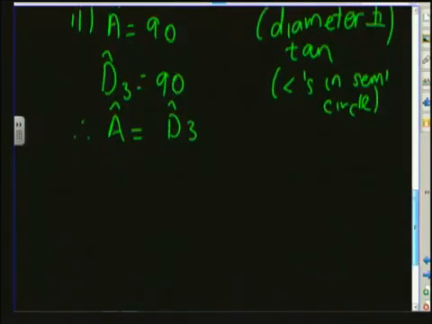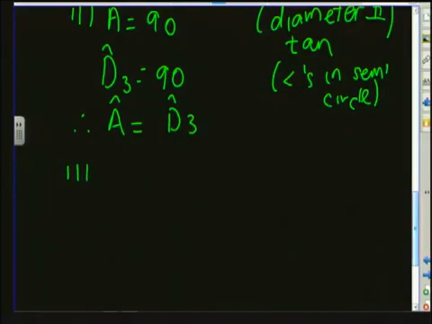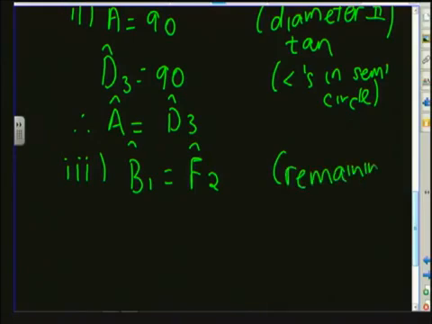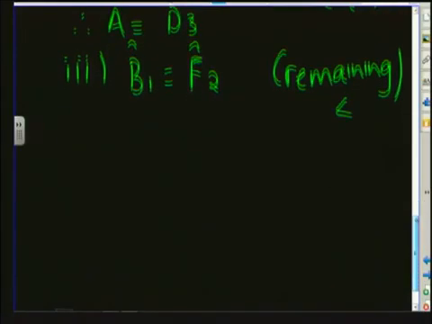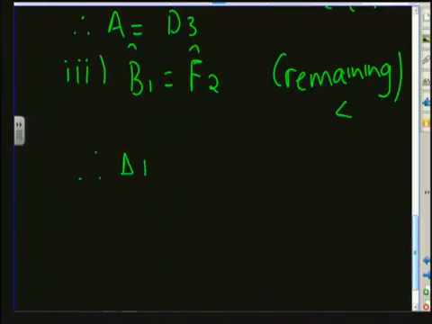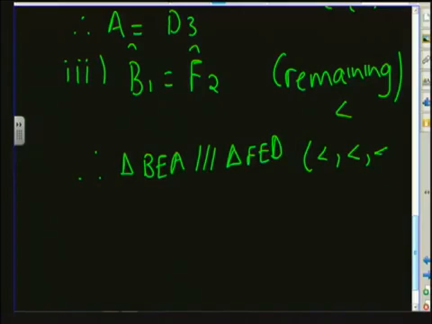All right, and therefore just by using sum of angles in a triangle, it stands to reason, the last one, that angle B1 will be equal to angle F2 because it's the remaining angle. Okay, now that we have our three angles, we can say therefore triangle BEA is in fact similar to triangle FED, and the reason for that is angle, angle, angle.